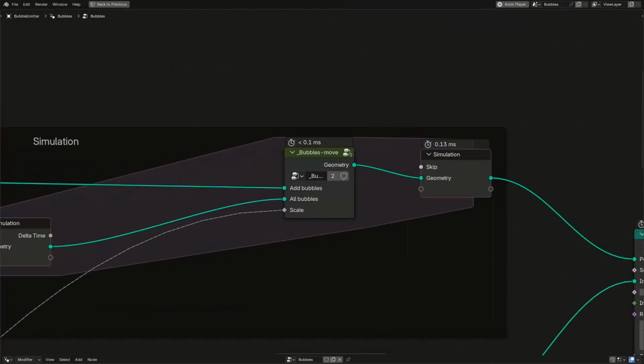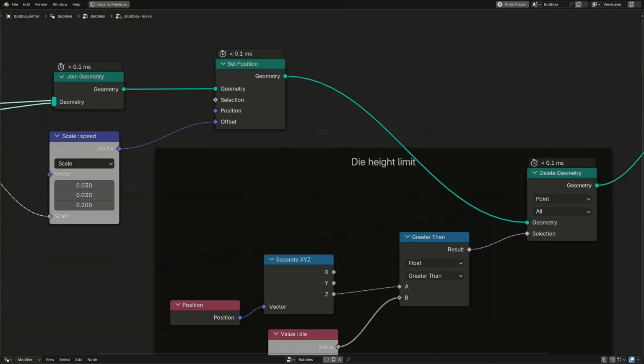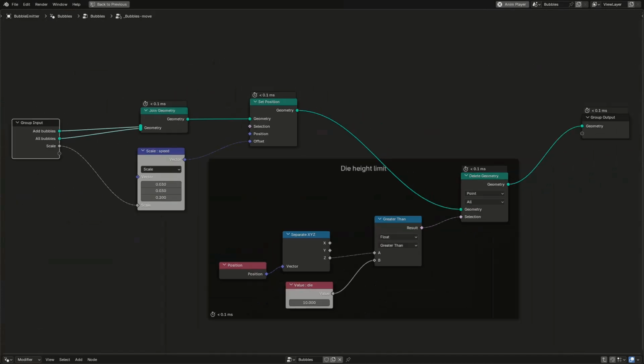Now, let's examine the simulation phase and dive into the subgroup. There's no magic here, just note the height limit for bubble disappearance to prevent them from accumulating indefinitely.